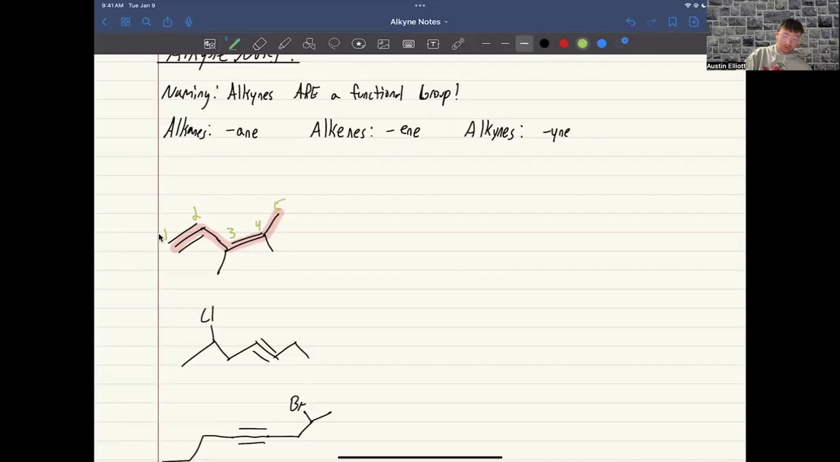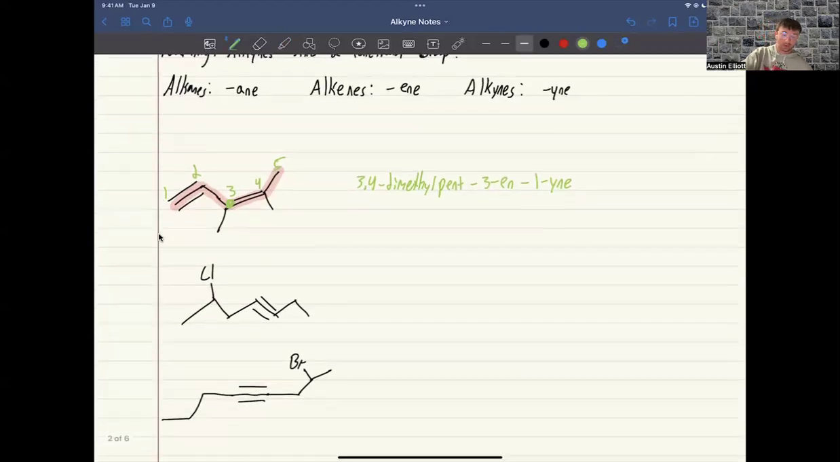So we have two methyl groups. So we have 3,4-dimethyl. And then our parent chain is a pentane, or 5 carbon chain. So it's going to be pent-3-ene, which is where that double bond starts. And then it's going to be -1-yne. And that's the name for that one.